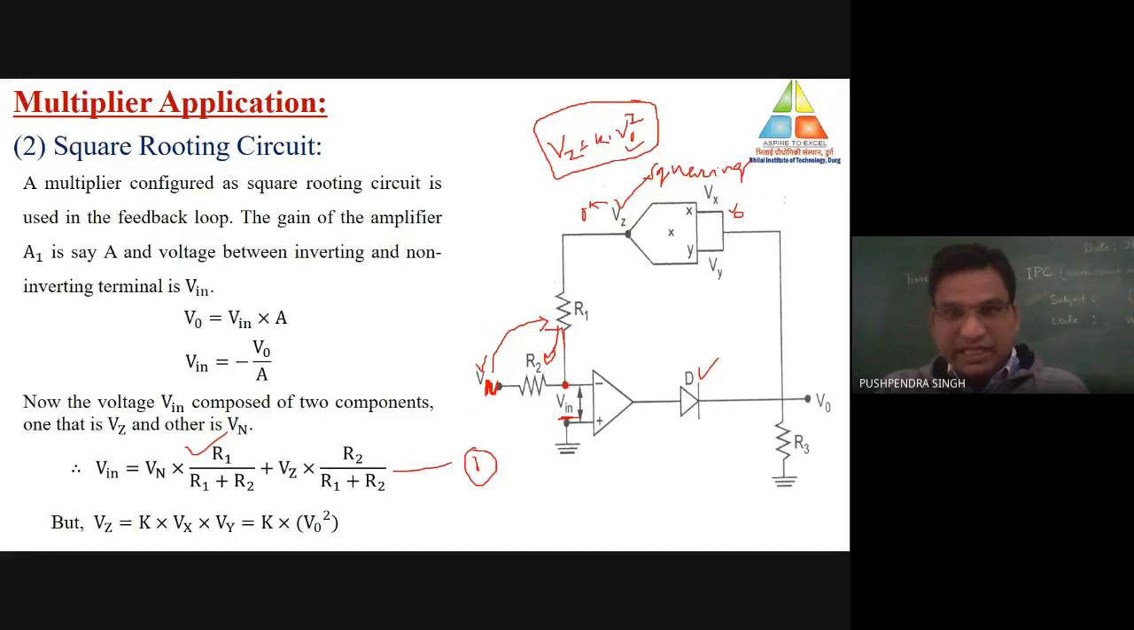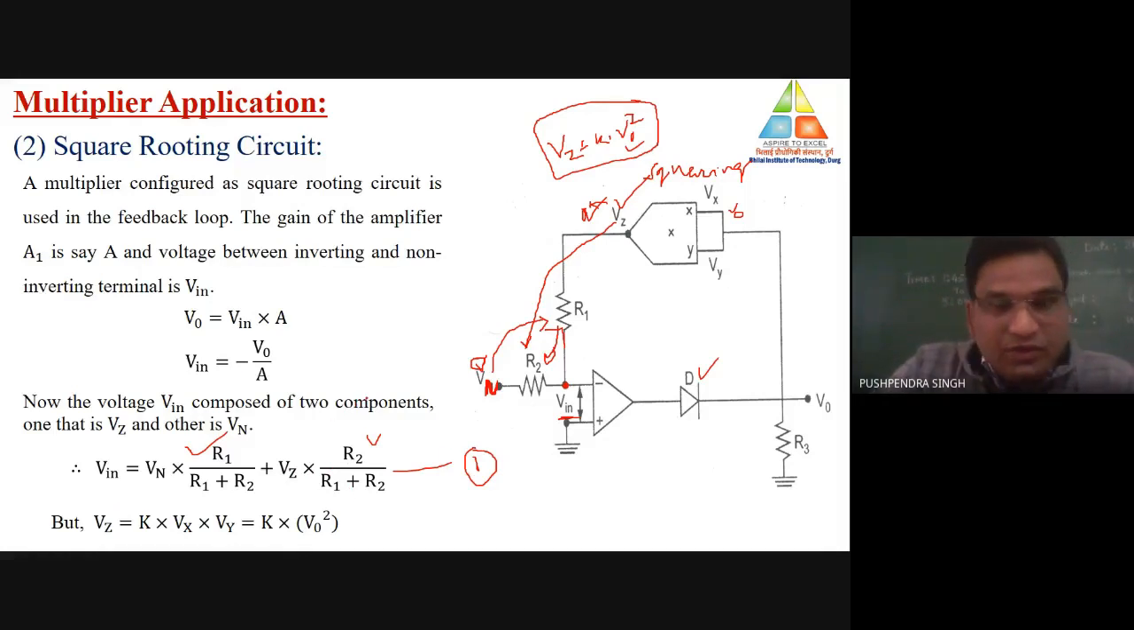Now, the second time when you are considering Vz, Vn will be 0. So when it is 0, Vz is multiplied by the opposite side of the resistance, so Vz into R2 divided by R1 plus R2. So this is the basic procedure by which we can calculate any of the intermediate voltage. So Vn is equal to Vn R1 divided by R1 plus R2 plus Vz into R2 divided by R1 plus R2.